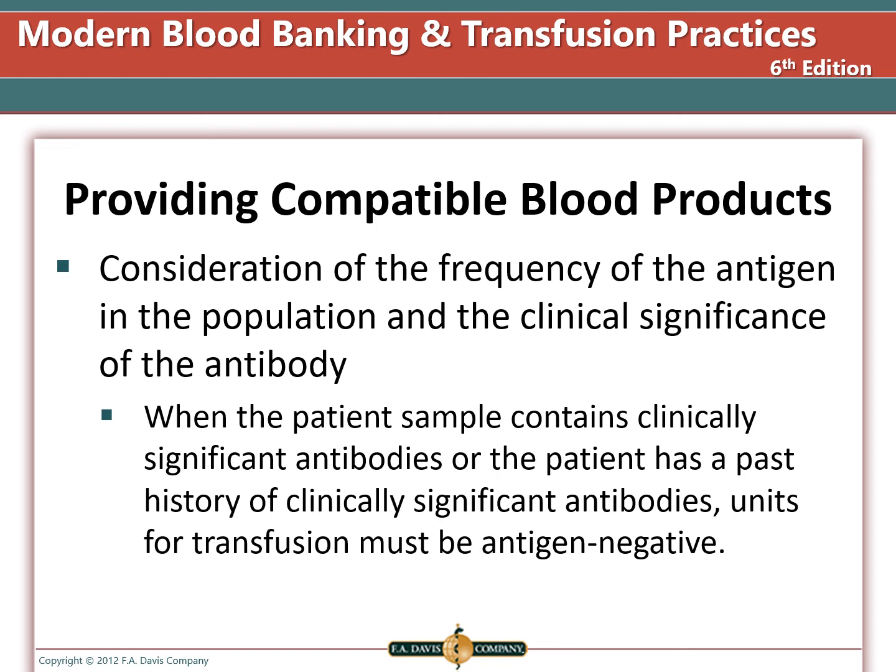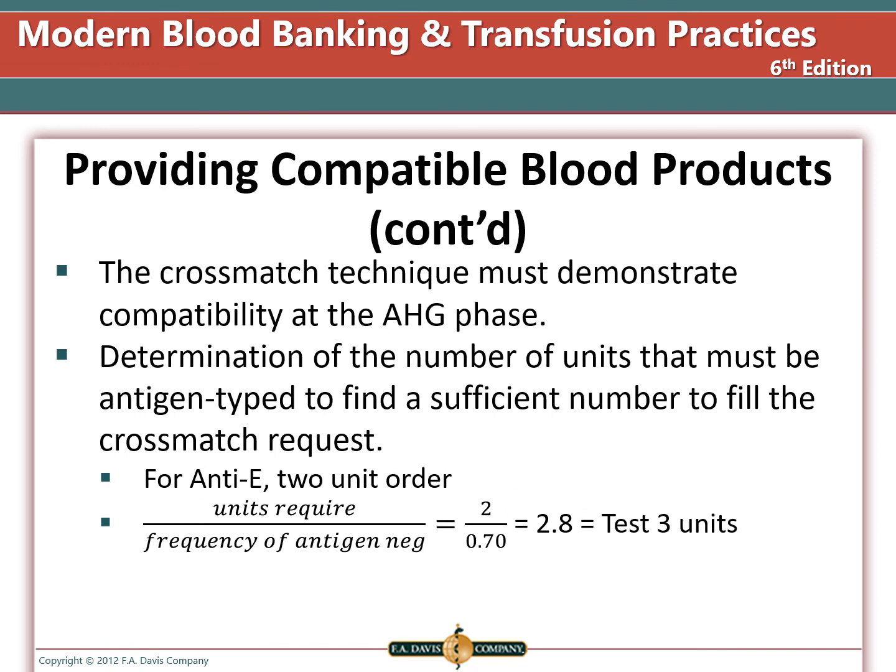If a patient has a clinically significant antibody, or they have had a past history of a clinically significant antibody, units selected for transfusion must be negative for the corresponding antigen. When a person has a clinically significant antibody, a computer crossmatch is not allowed. A crossmatch demonstrating compatibility at the AHG phase is required.